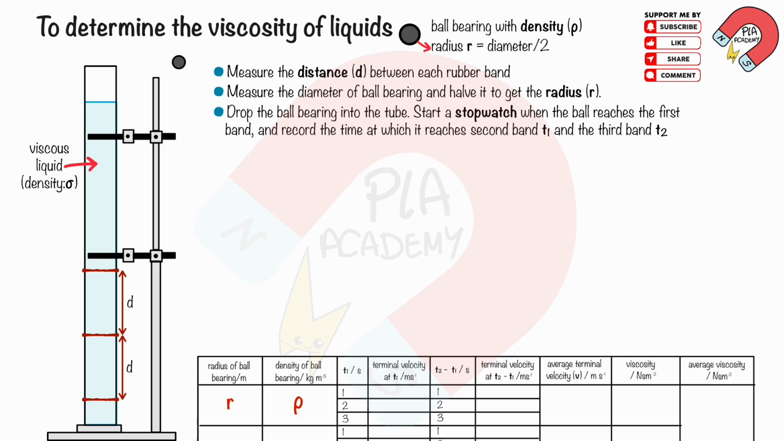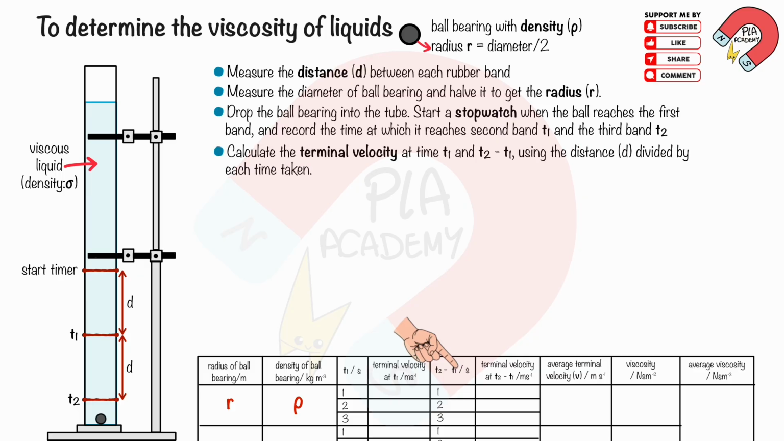Drop the ball bearing into the tube. Start a stopwatch when the ball reaches the first band and record the time at which it reaches the second band as T1 and the third band as T2. Record your results as T1 and T2 minus T1 in a table, see below. Calculate the terminal velocity at time T1 and T2 minus T1 using the distance d divided by each time taken, and then record in the table.